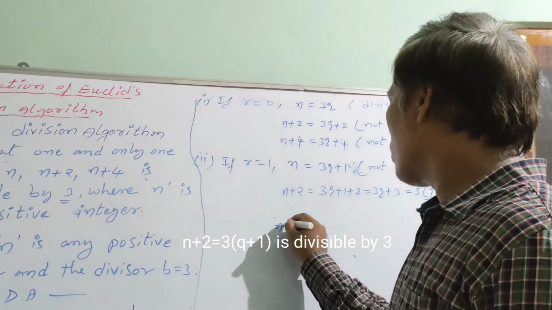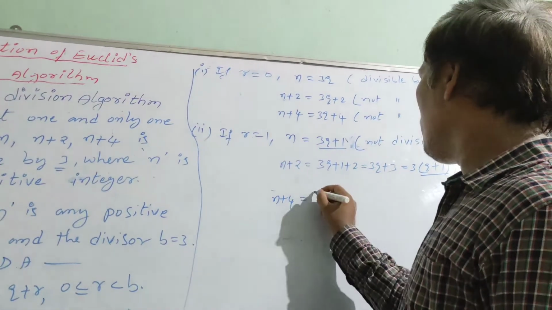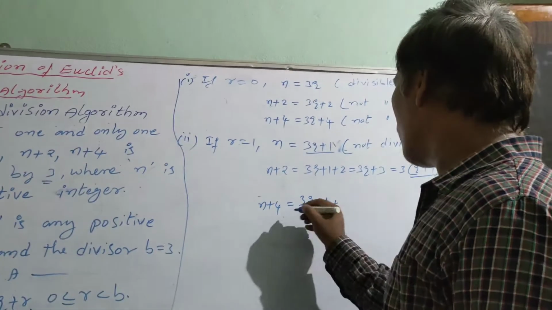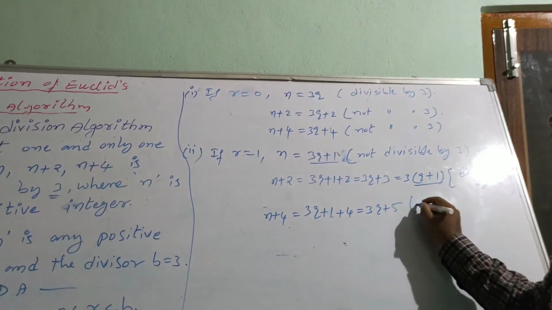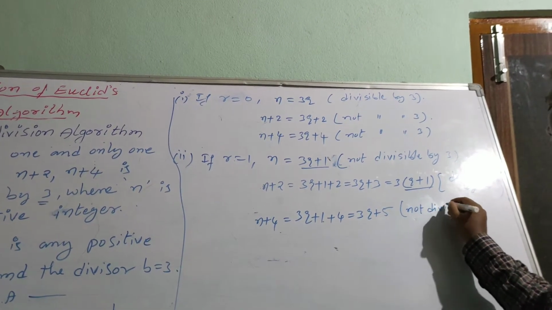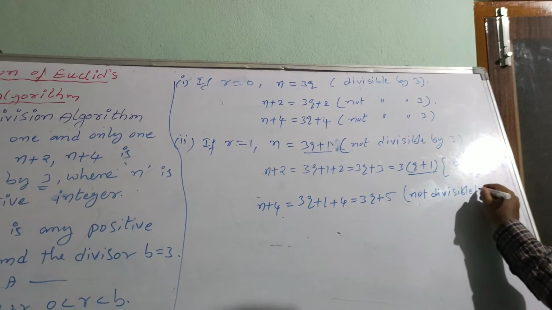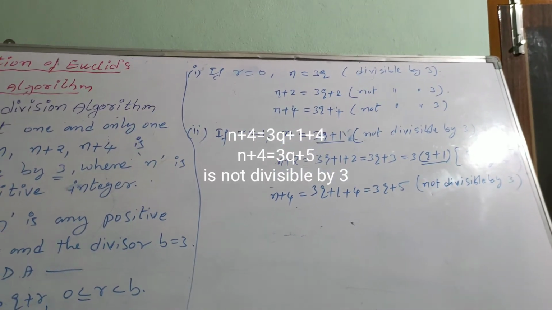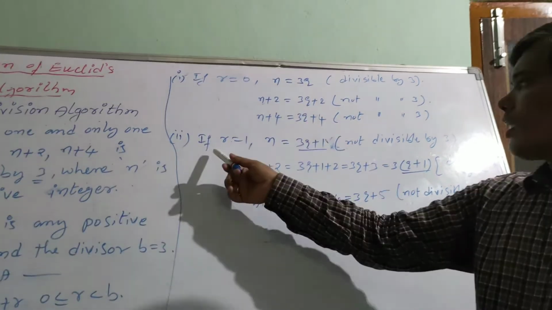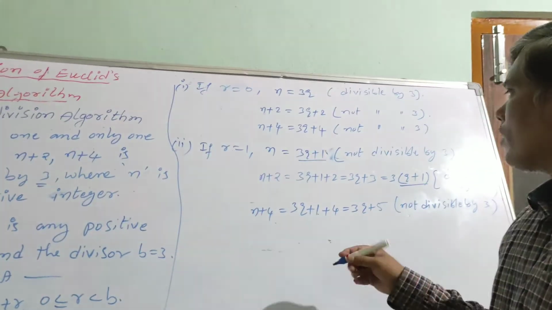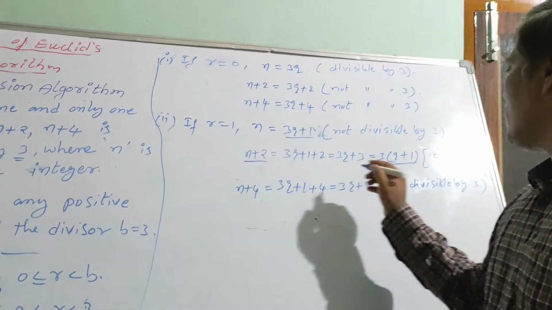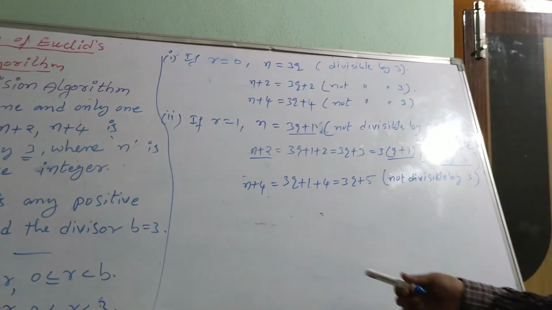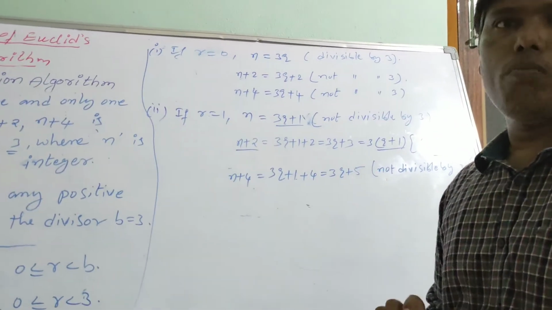What about n plus 4? n is 3q plus 1, plus 4, then we will get 3q plus 5. Can we take 3 common in these two terms? No, we cannot. So 3q plus 5 is not divisible by 3. So in the case of remainder equal to 1, n is not divisible by 3, n plus 4 is not divisible by 3, only n plus 2 is divisible by 3. Only 1 out of n, n plus 2, n plus 4 is divisible by 3.